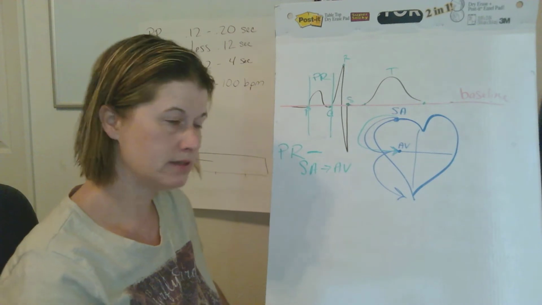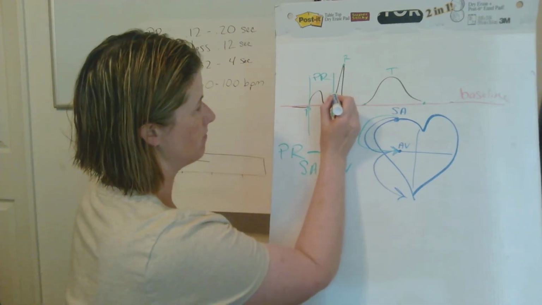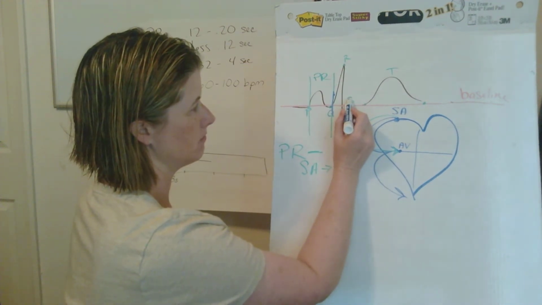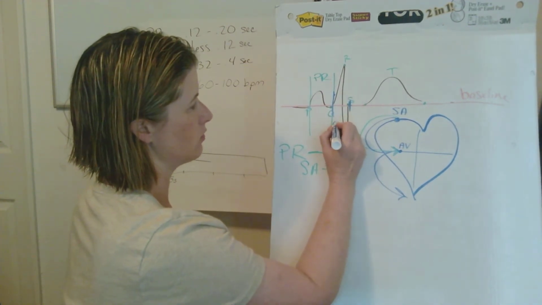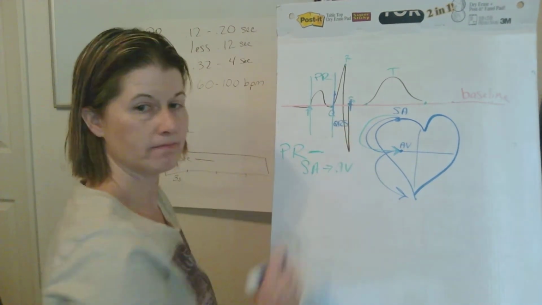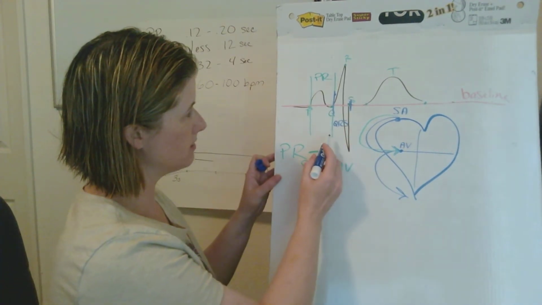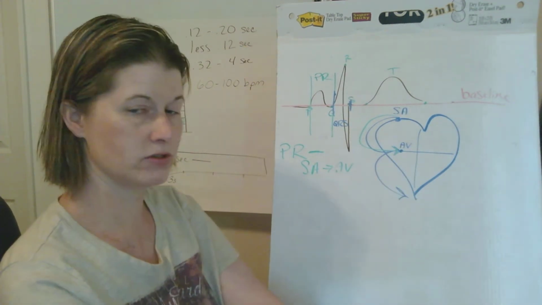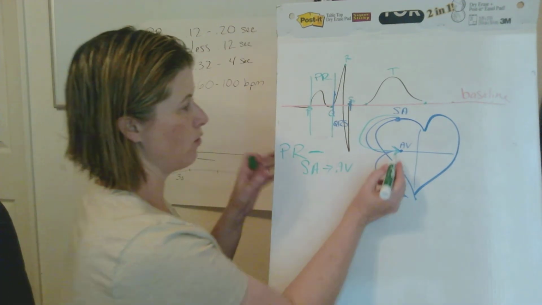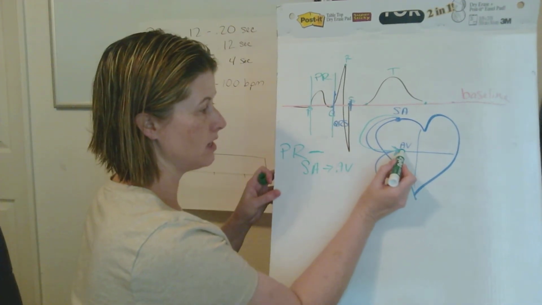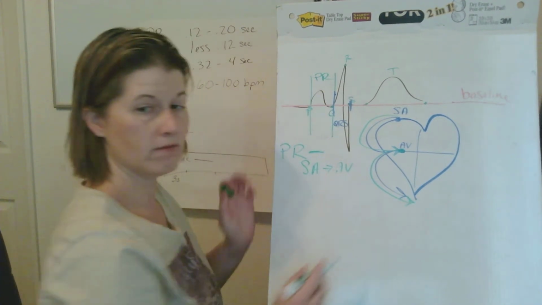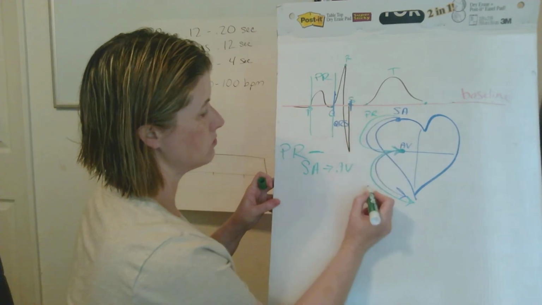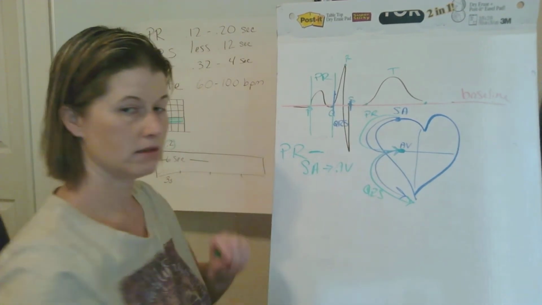Your QRS is from here to where your QRS comes back to baseline, okay? This is your QRS. Your QRS is how long it takes for your electrical impulse to go from your AV node. It got the message, and now it's relaying the message through the ventricles, okay? This is your PR, this is your QRS, all right?